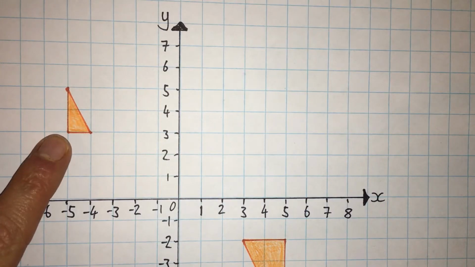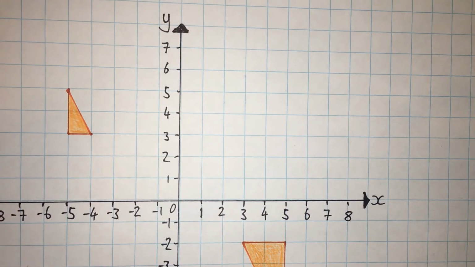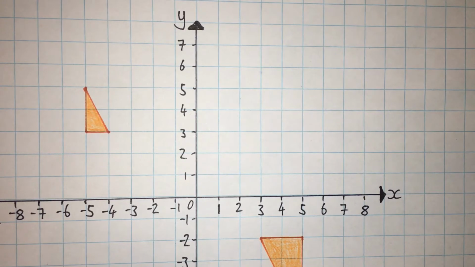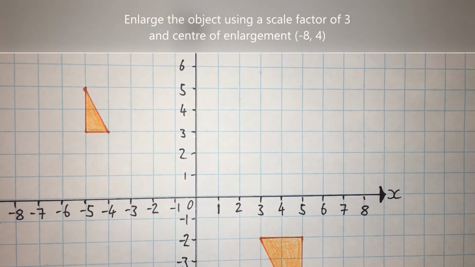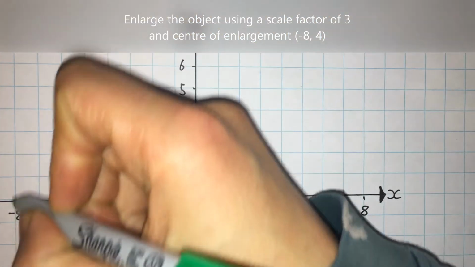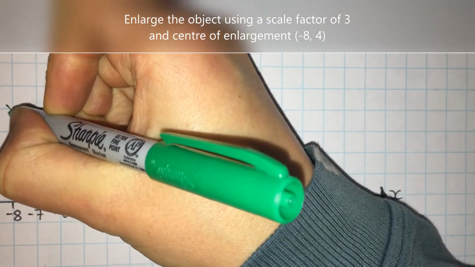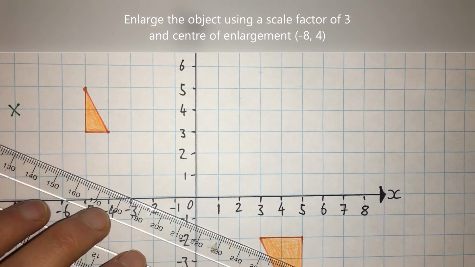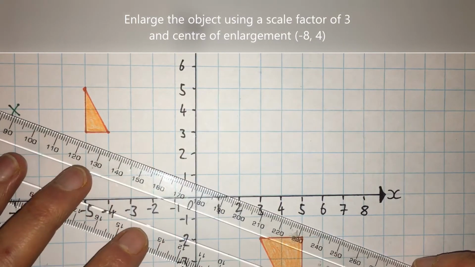Here we have an object that we're going to enlarge. We're going to use a scale factor of 3, and our centre of enlargement this time is going to be at -8, 4. The first thing we do is mark on the centre of enlargement, which is at -8 and 4. So it's at this point here. Now we're going to use a scale factor of 3, and first of all we're going to need some guidelines so we know exactly where our image is going to be.